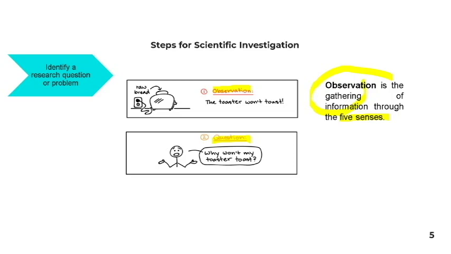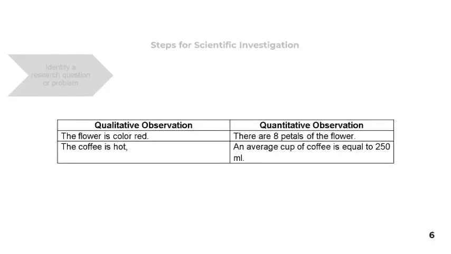By the way, there are actually 2 kinds of observation. We have qualitative observation and quantitative observation. Now, this slide shows the differences between qualitative observation and quantitative observation. From here, we could actually differentiate these 2 kinds of observation. Let's take a look at the example.